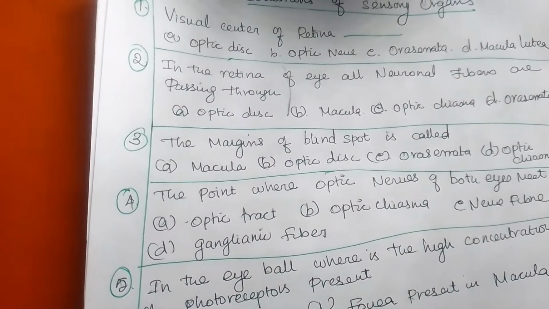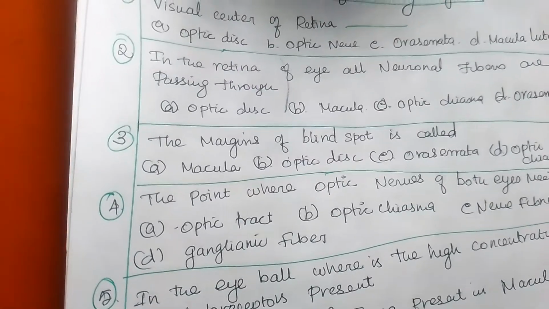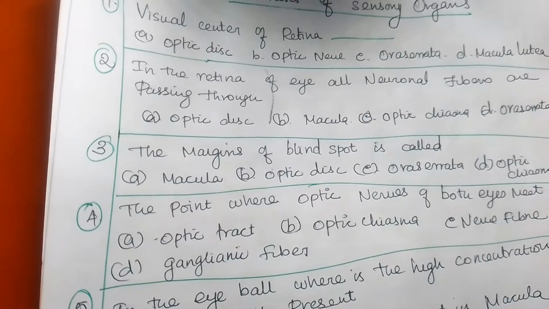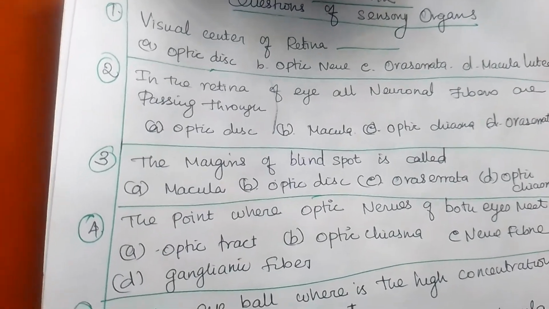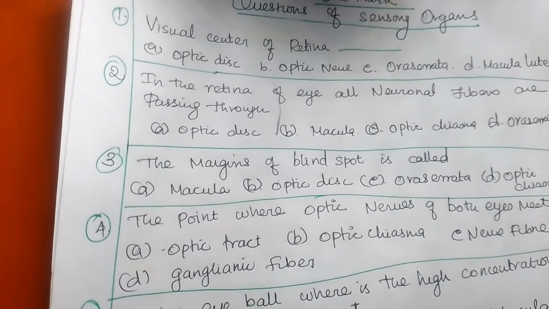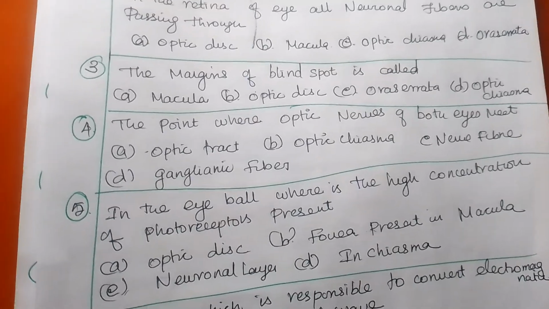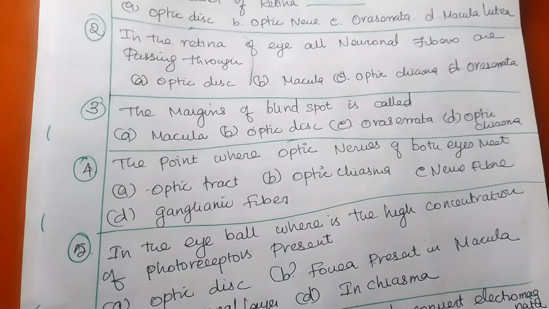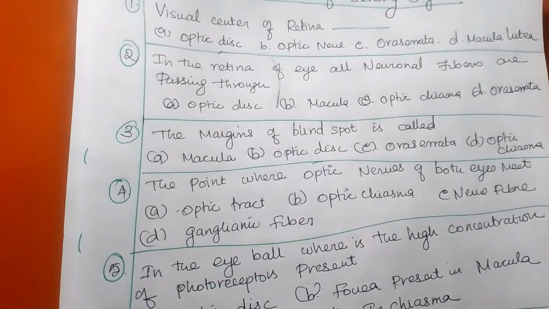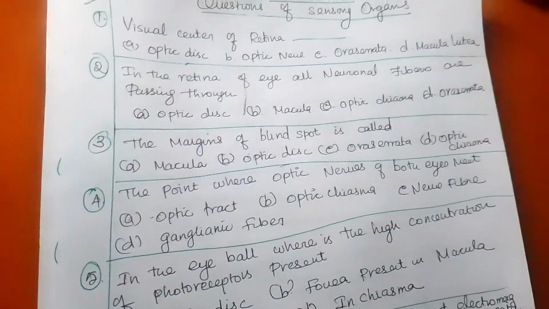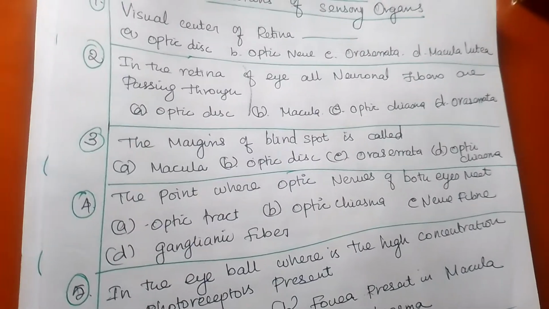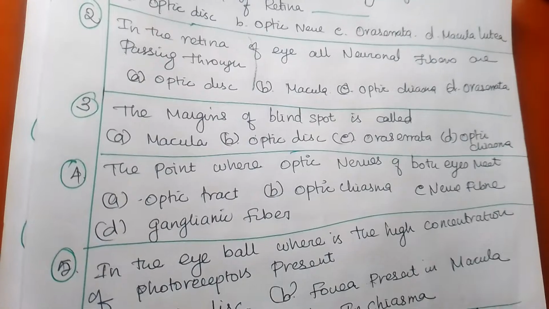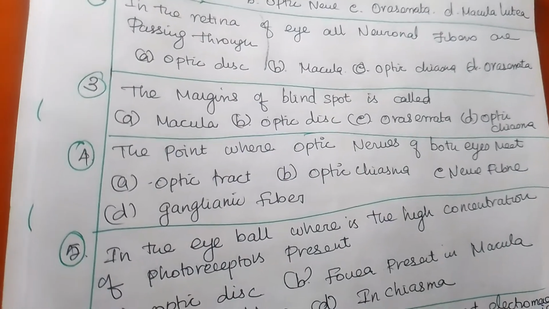The third one: the margin of the blind spot is called macula, optic disc, ora serrata, or optic chiasma? Of course, it is the optic disc. The fourth question: the point where the optic nerves of both eyes meet, is it the optic tract, optic chiasma, optic nerve, or ganglionic fiber? Where they meet and cross each other is mainly the optic chiasma.